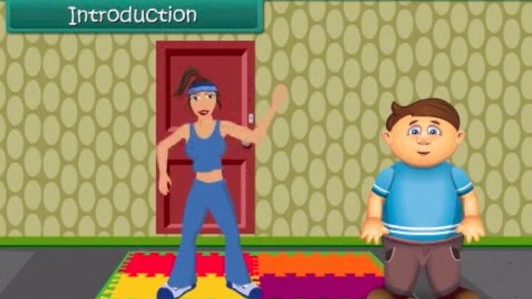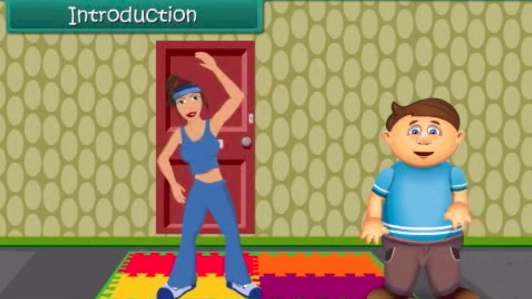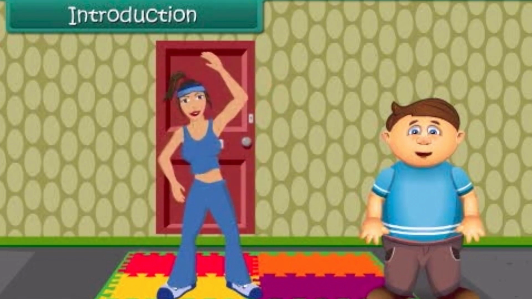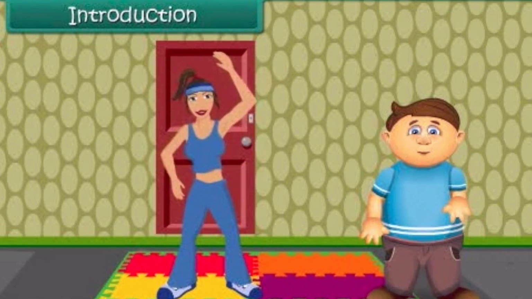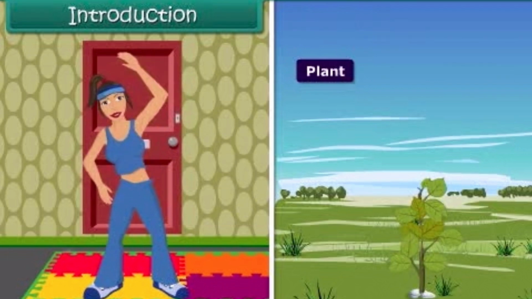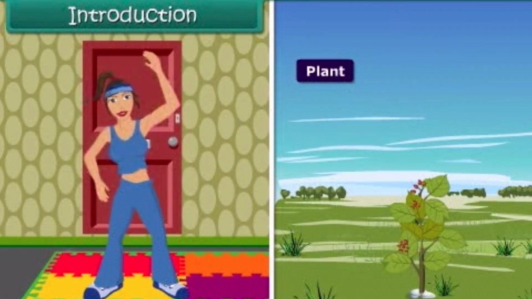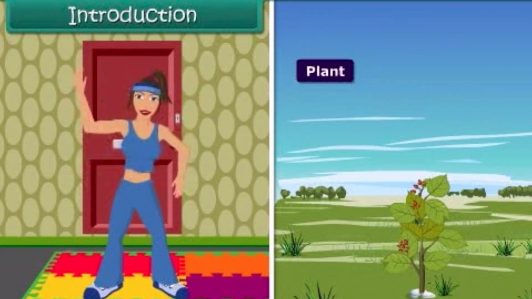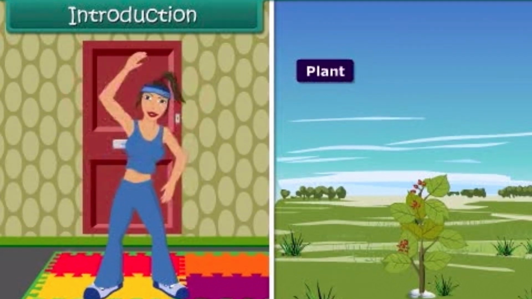As we all know, our body is made up of several parts. Each part of our body has its assigned job. Similar to our body, a plant also has several parts in its body. Let's learn about the parts of a plant and their functions in detail.